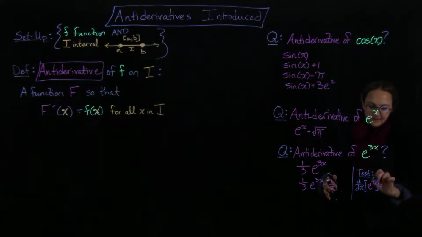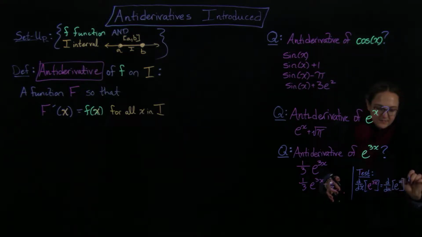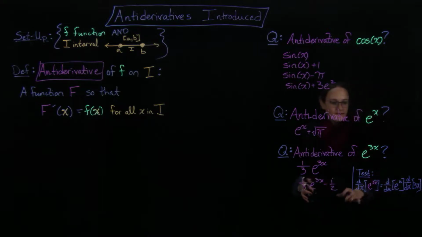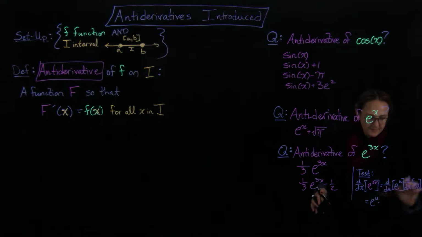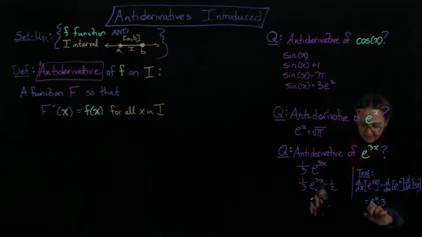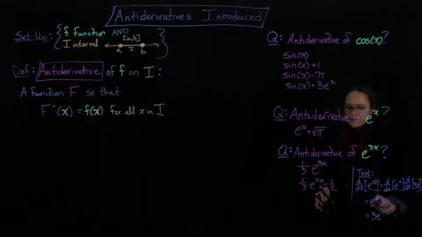Well, this is going to equal, right? I have the derivative with respect to u of e to the u times the derivative with respect to x of 3x. Okay? And if I keep going with this, this is just going to give me e to the u times, well, what's that derivative? It's 3. So I've got, moving the 3 to the front, 3 e to the 3x. Okay? So that would have meant that I've got to put the 1/3 in there.